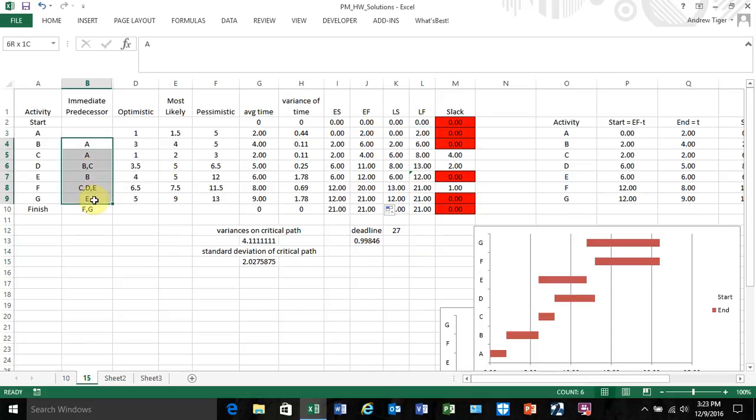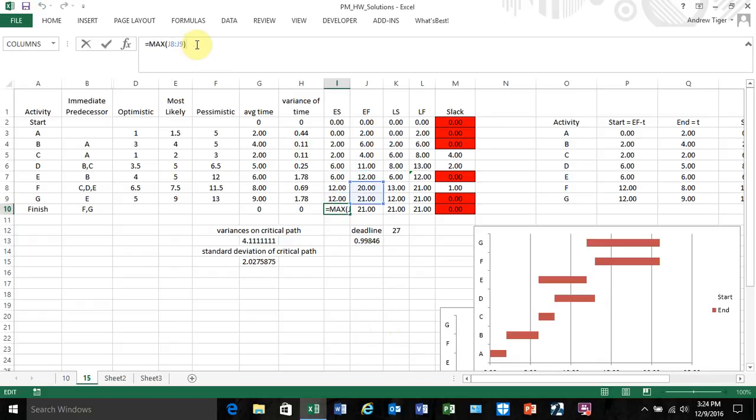of the predecessors. So if you've drawn the network, you can use that, or you can look at the predecessor column. For the earliest start, activity A, the earliest start is the start node. For activity B, it's A. For activity C, it's A. For activity D, it's the maximum of B and C. For E, it's B. For F, it's the max of C, D, and E. And for G, it's E.